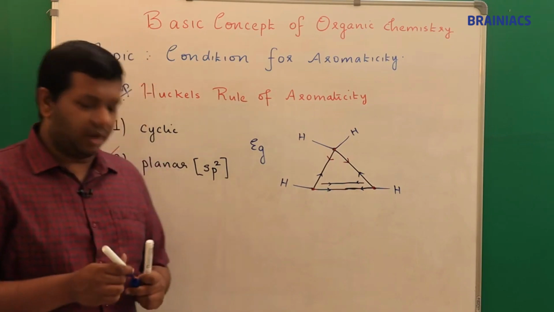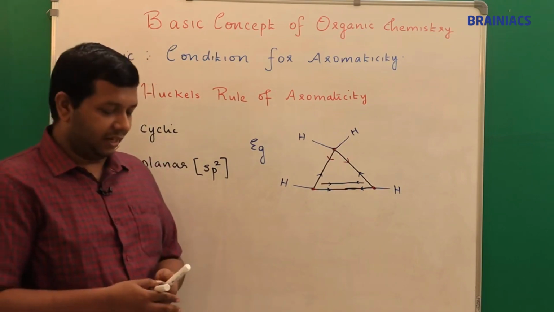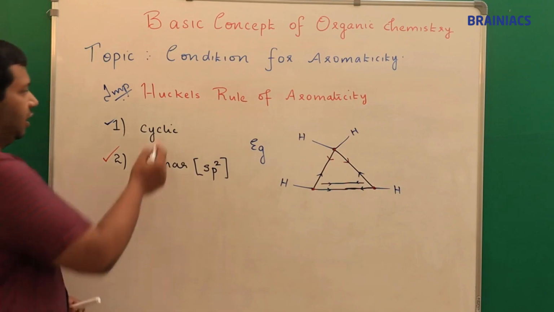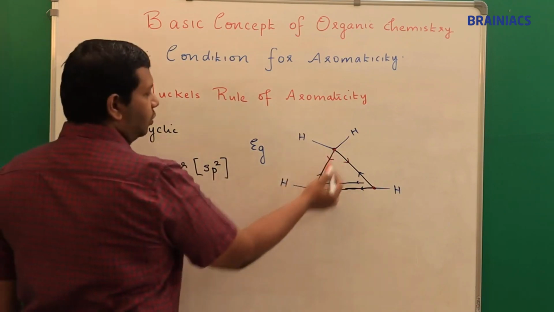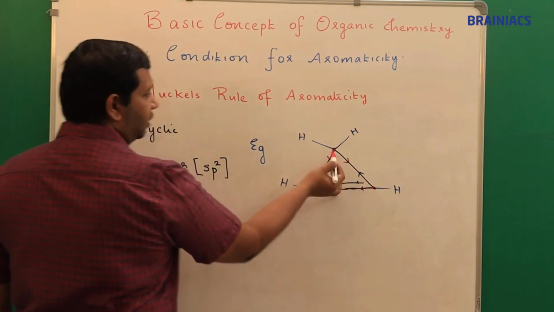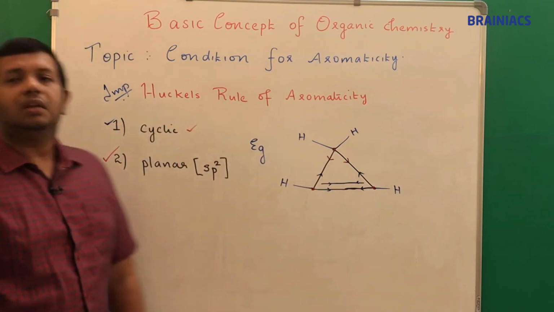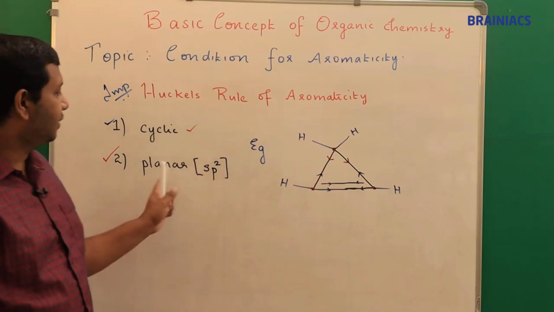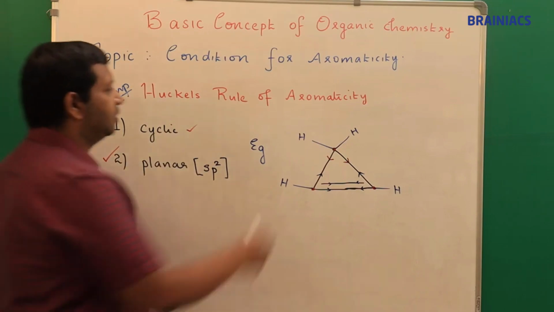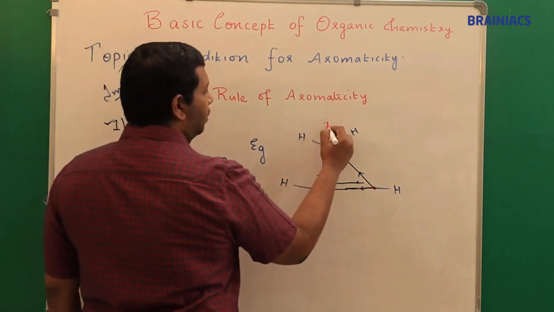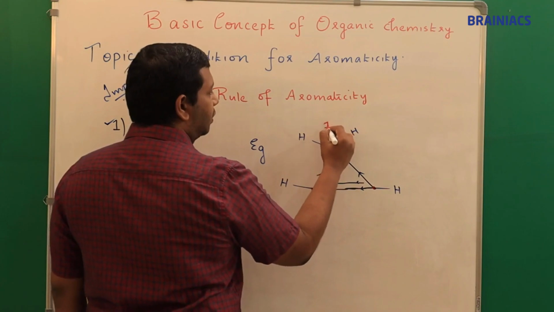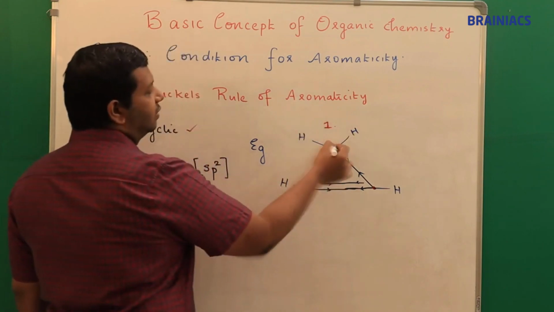Now I need to determine whether the compound is cyclic. We will do it from the starting condition. Cyclic means it is connected to this one, it is connected to this one, it is connected to this one. So the first condition is correct. Now what about the next condition? That is the planarity. So let me say this is my first carbon atom. So tell me whether this is planar or not.